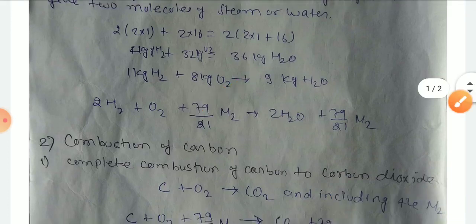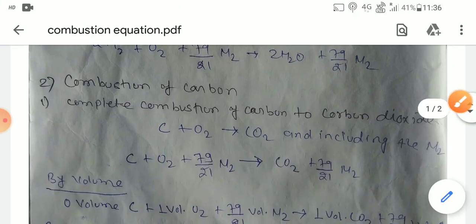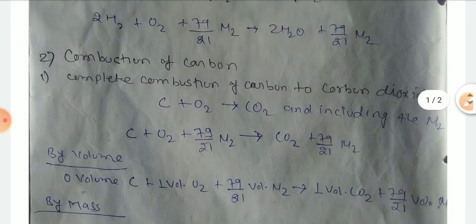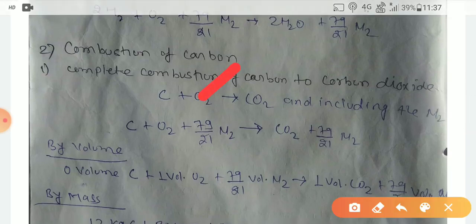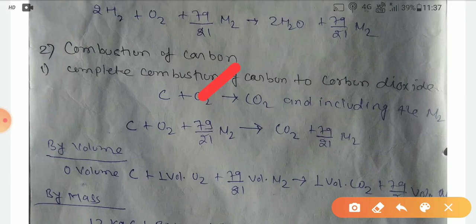Now the second one is combustion of carbon. Combustion of carbon is mainly divided into two categories: one is complete combustion of carbon and another is incomplete combustion of carbon. Complete combustion of carbon forms carbon dioxide. Carbon reacts with oxygen to form carbon dioxide. That is your complete combustion of carbon.